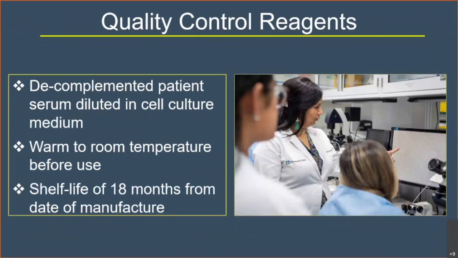Here, what are the quality control reagents? The quality control reagents are basically decomplemented patient serum, which is diluted in cell culture medium, and both positive control and negative control are provided with the kit. These are warmed to room temperature before use, and the shelf life is about 18 months. Next slide, please.